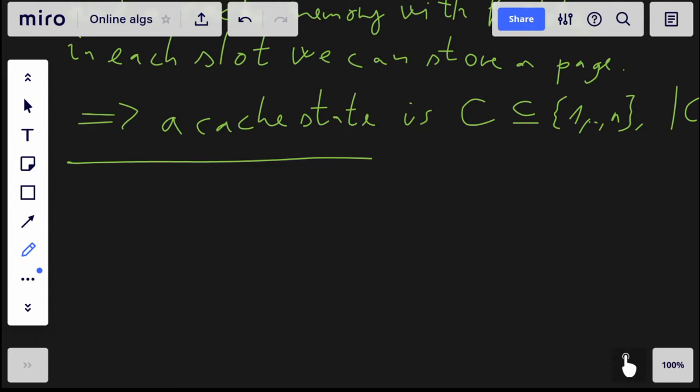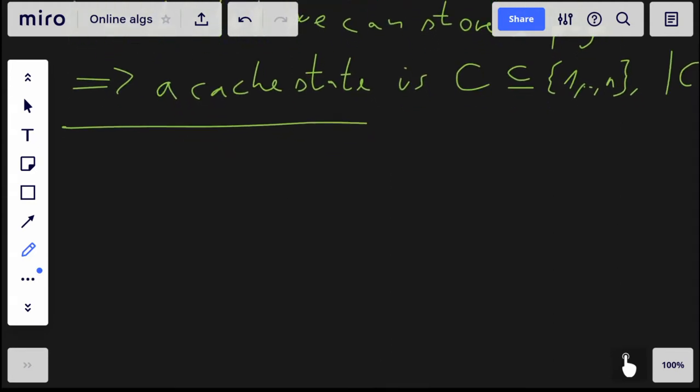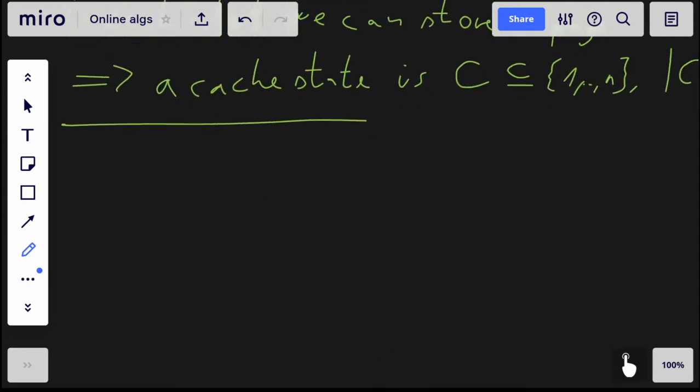And if there are already k pages in the cache, and the current request is for k plus 1, then we have to discard one page from the cache. That's free, but moving the new page into the cache has a unit cost, the cost of 1. So we will want to minimize the total cost of page movements into the cache, also called cache misses.